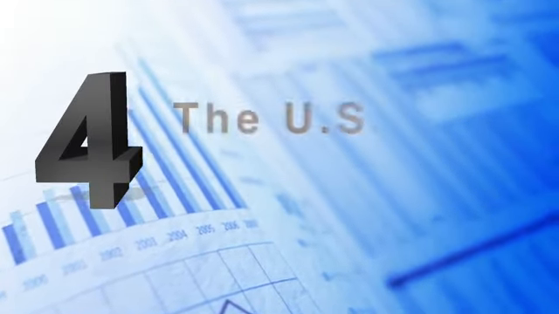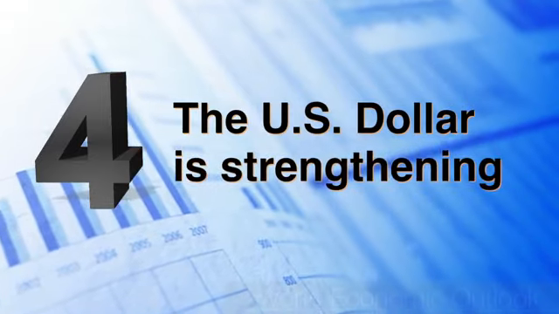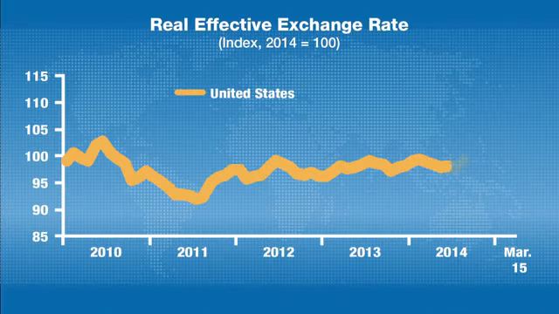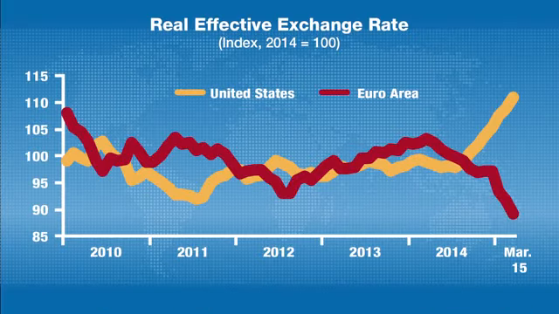Number 4. The US dollar is strengthening. So exchange rate movements have been quite large, right? I mean, you've had the euro depreciate vis-à-vis the dollar by about 25% since the beginning of 2014, the yen depreciate by more than 10%. So these are big movements. Is it good, is it bad? Again, on net, I think it's good.